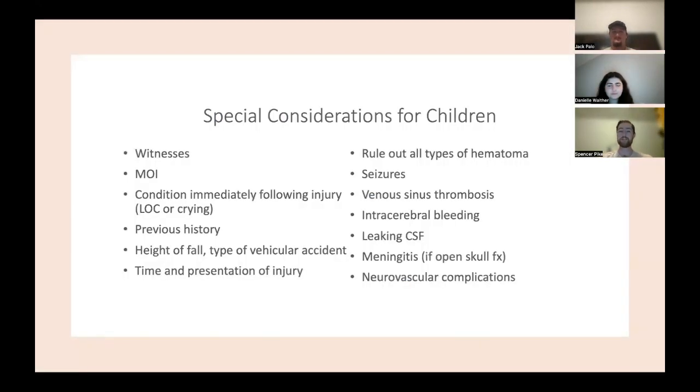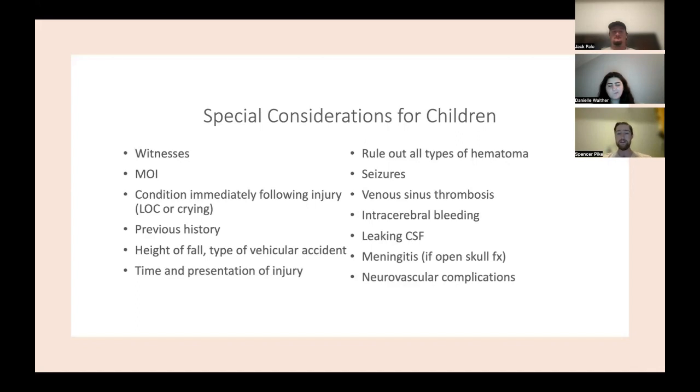Again, just some more special considerations, things to look out for. This list of bullet points is stuff that you should work into your history when evaluating a pediatric case of a skull fracture. So if there were any witnesses to the injury, the mechanism of the injury, the condition immediately following the injury: were they crying, were they awake, or did they end up losing consciousness? Previous history, how high they fell, and if it was a vehicular accident, the type of vehicular accident, so if it was super serious or just a small accident.